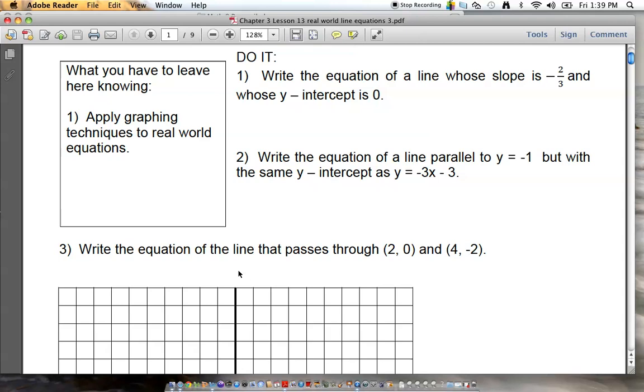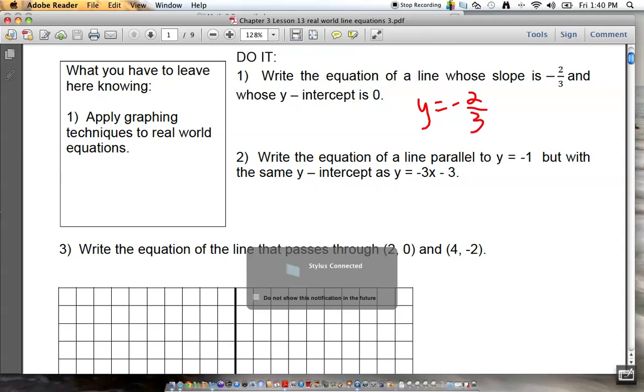All right. So let's go over these questions and get it all done. What's the equation of a line whose slope is negative 2/3 and whose y-intercept is 0? Roach, what do we got? Y equals negative 2/3 x. Beautiful. That's exactly right. Y equals negative 2/3 x.